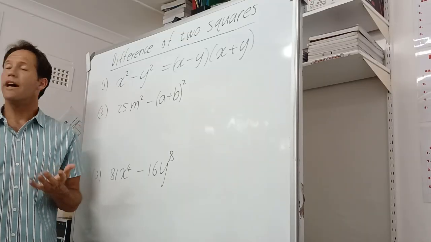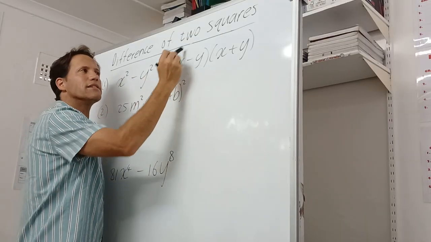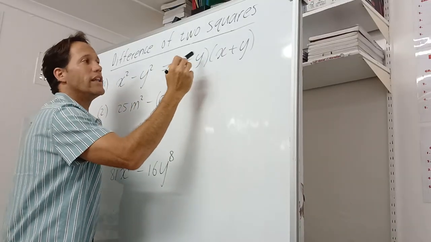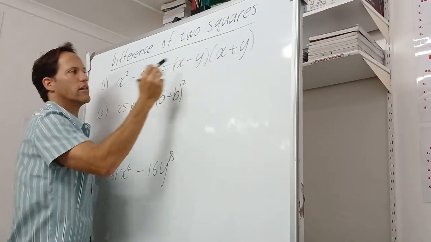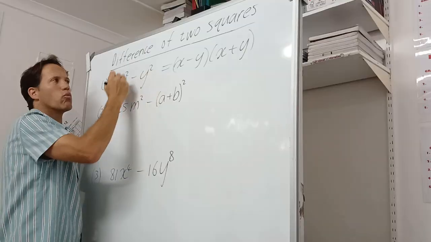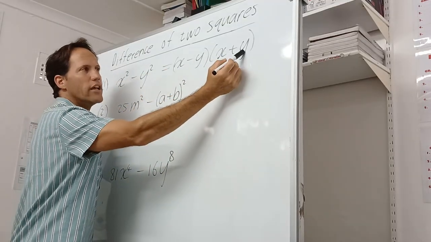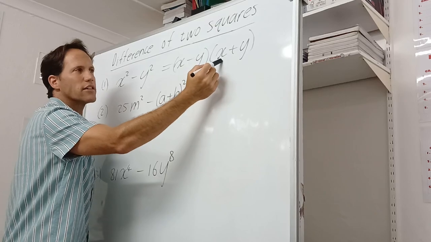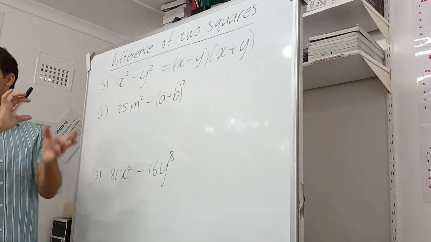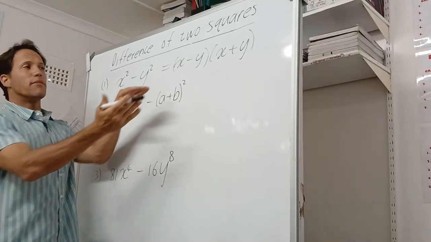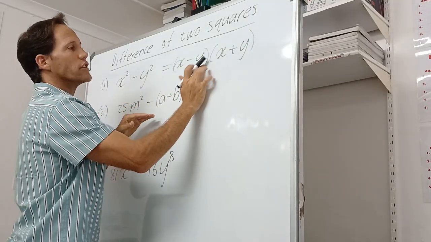Okay? Because why? When you multiply it out, what is x times x? x squared. What is negative y times y? Negative y squared. And why is there no middle term? Because x times plus y and negative y times x cancel out. It gives you 0 when you multiply those out. Okay? So this is the method. This is how we get to the answer.